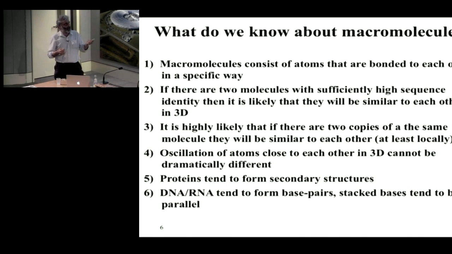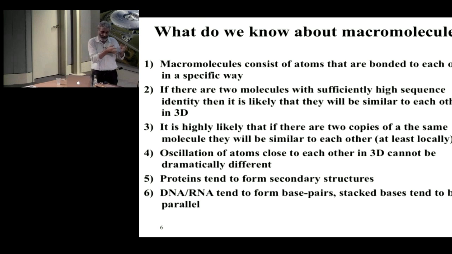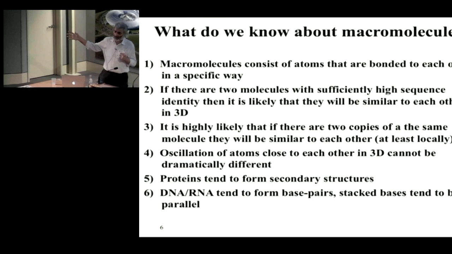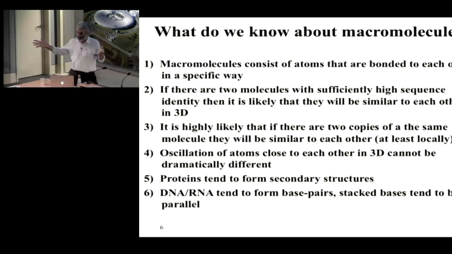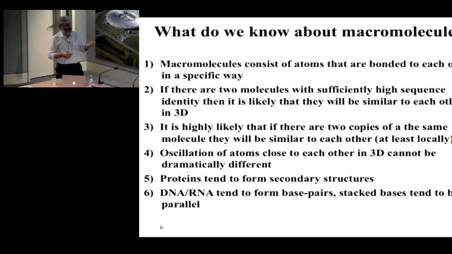Second, we know that if there are two molecules with sufficiently high sequence identity, it is very likely that those two molecules are similar to each other. It means that if there's an available structure in the PDB that is similar in sequence to what we are refining, then we can use that information to stabilize refinement. And it is highly likely that if there are two copies of the same molecule, then they will be similar to each other, at least locally. There may be conformational changes, but molecules will be similar to each other, at least locally.